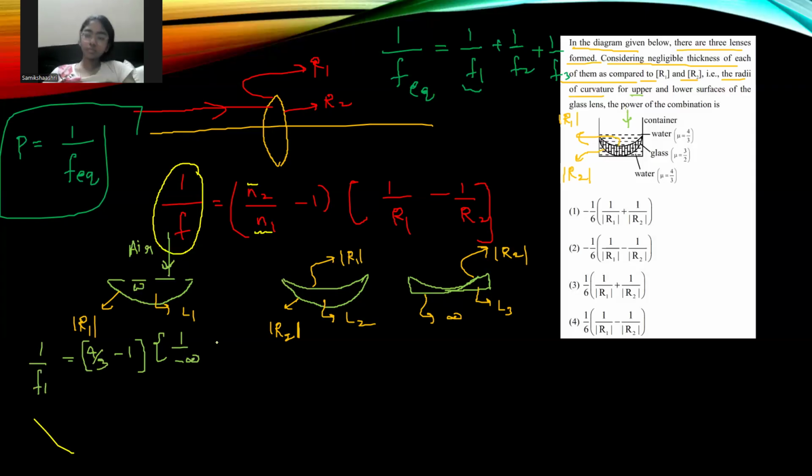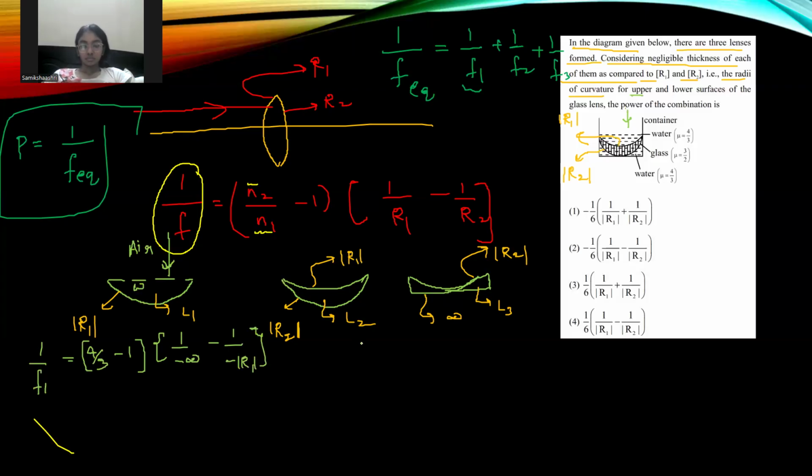Clear? Okay, understood? Light is coming, striking this is R1, this is R2. So R2 is where? Like this. It's minus. Is it so?